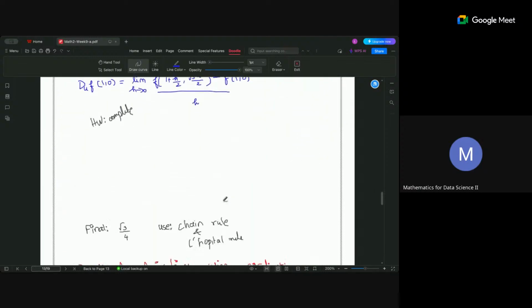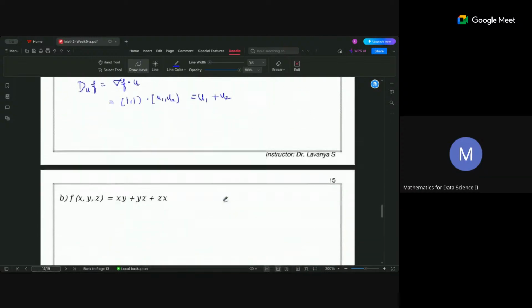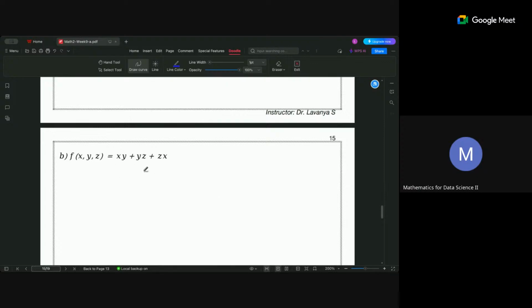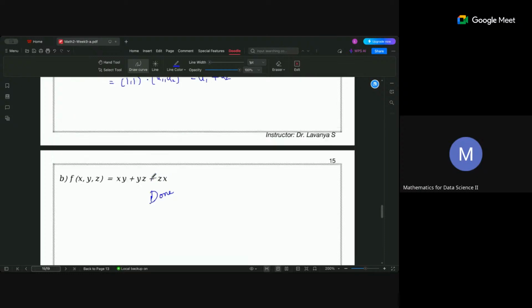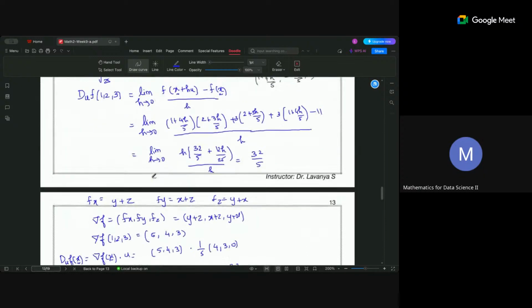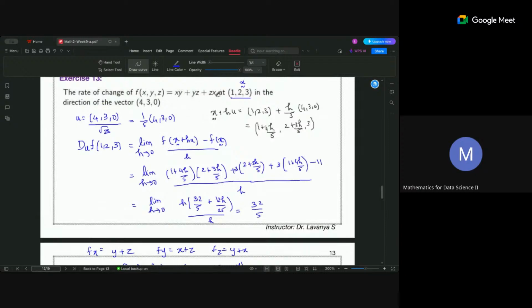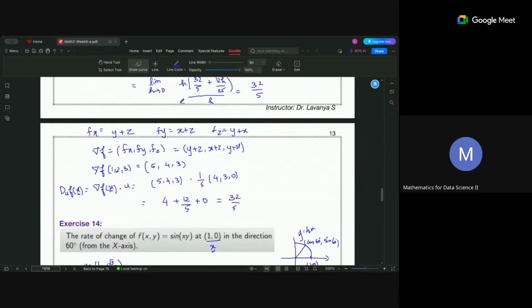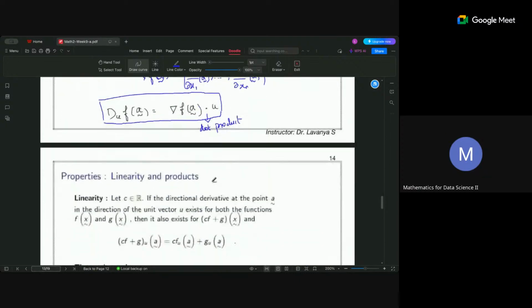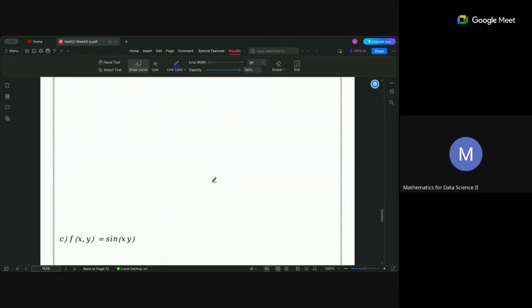Yes, ma'am. Okay. Fine. So now this is the problem we actually did exactly now, right? xy plus yz plus zx, right? So this is done. This is what exactly we did here. xy plus yz plus zx. So this is your gradient function. So del f dot u is what you will get here. Okay, so this is done.